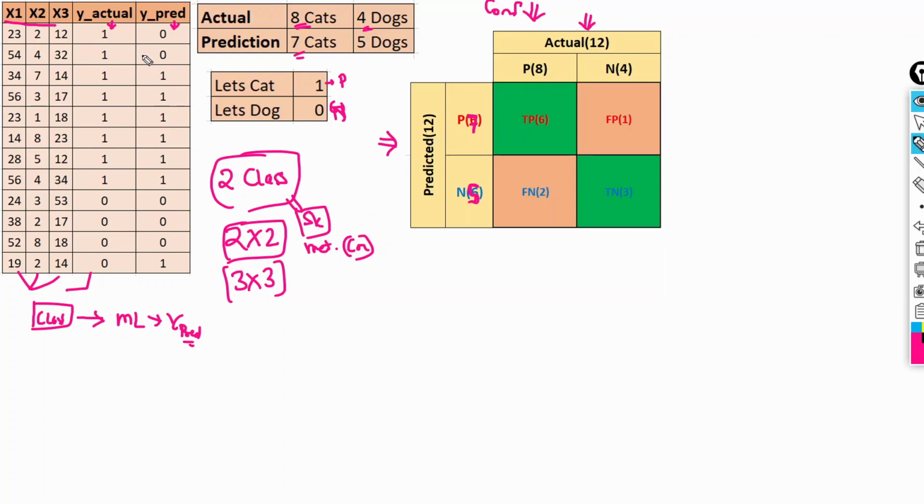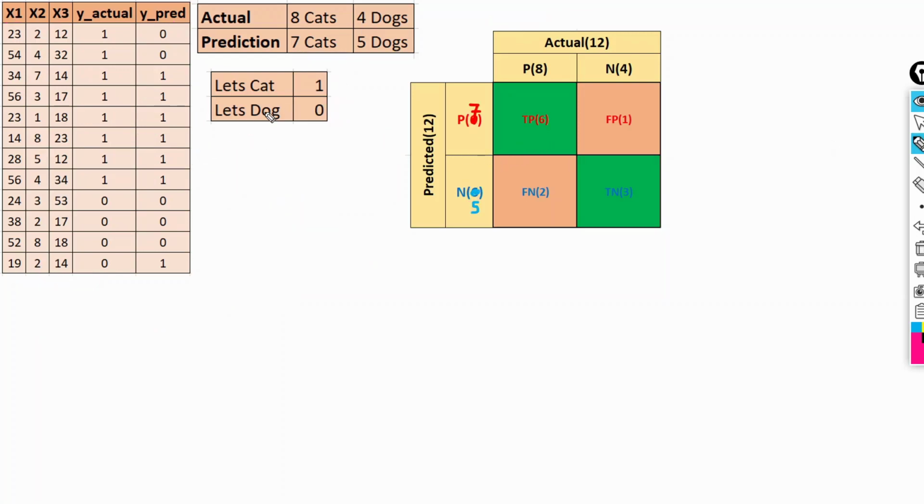If you see here, we have total positive cases is 8. 1, 2, 3, 4, 5, 6, 7, 8. How many of these positive cases were predicted correctly? If you see here, 1 is incorrectly predicted, and 1 is also incorrectly predicted. The rest are correct: 2, 3, 4, 5, 6. It means 6 cases are correctly predicted. So these are the 6 cases.